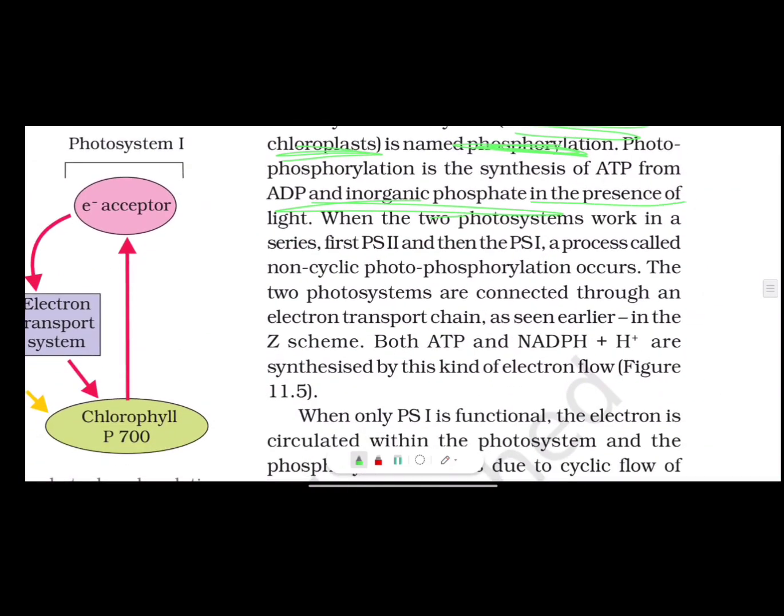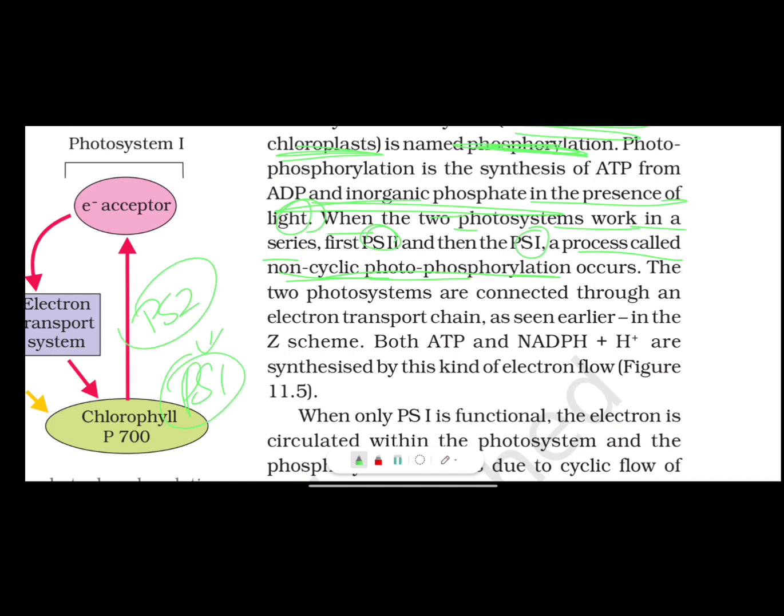Okay, in the presence of light, because photo means it's photophosphorylation, so it takes place in the presence of light. When the two photosystems work in a series, that is first PS2 and then PS1, this process is called non-cyclic. See, the reaction takes place, first PS2 happens, then PS1.